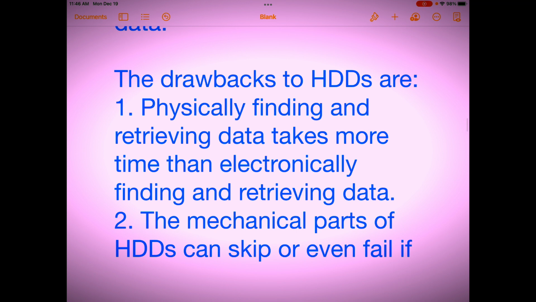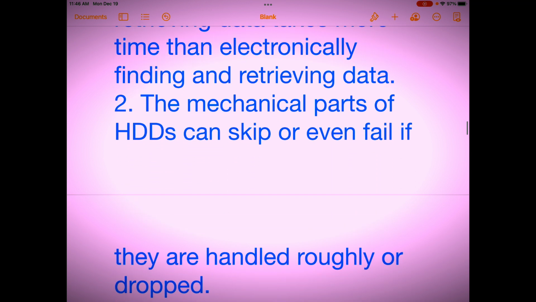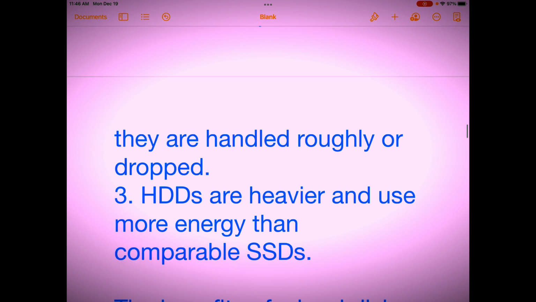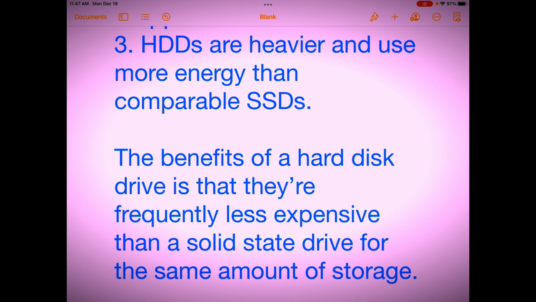Okay, let's talk about the drawbacks to hard disk drives. Number one, physically finding and retrieving data takes more time than electronically finding and retrieving data. Okay, self-explanatory. Number two, which to me is extremely important, the mechanical parts of hard disk drives can skip or even fail if they are handled roughly or dropped. That's me. Number three, hard disk drives are heavier and use more energy than comparable solid state drives.